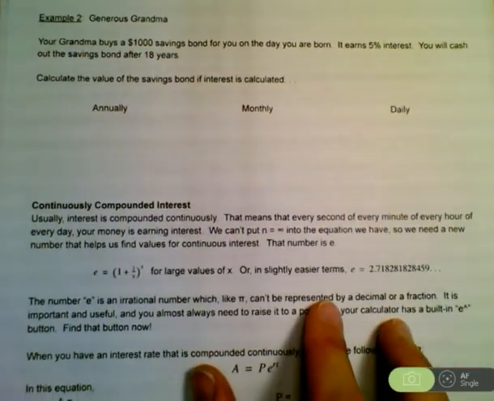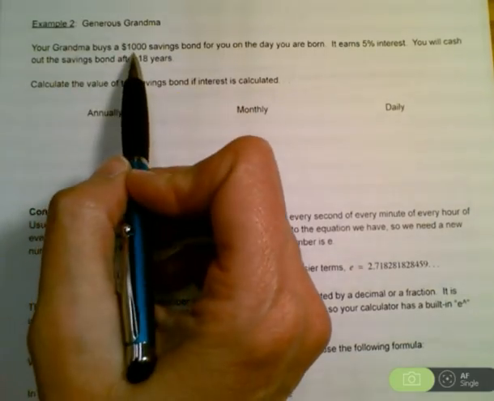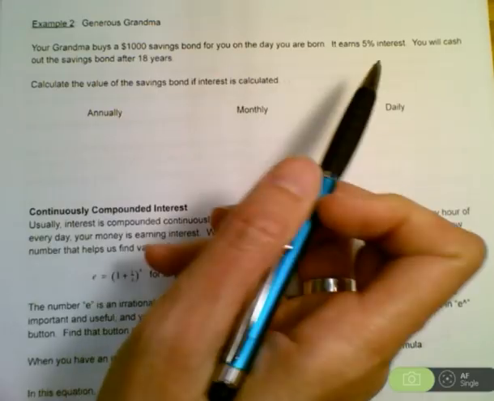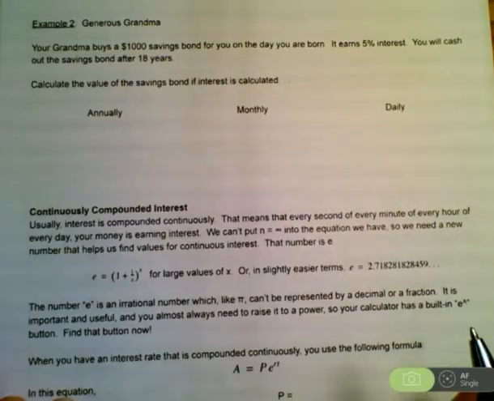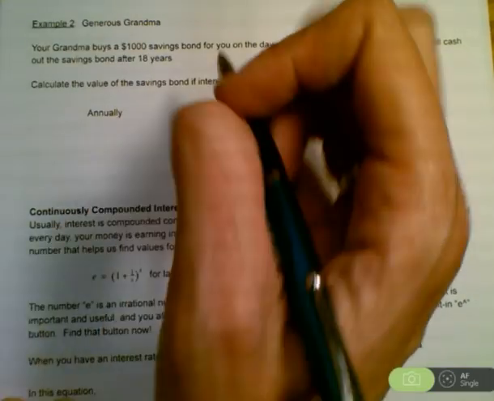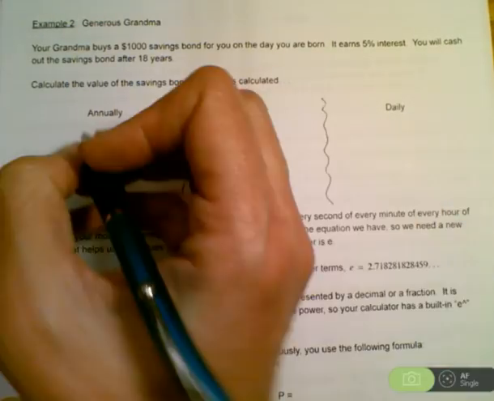So in this example, you have a generous grandma. Your grandma buys a $1,000 savings bond for you on the day you were born. It earns 5% interest. You'll cash out the bond after 18 years. So what we're going to do is we're going to do this problem 3 times. One for annually, one for monthly, and one for daily.